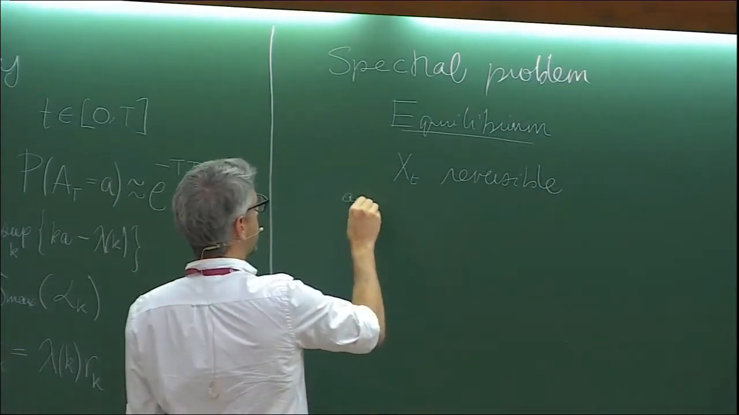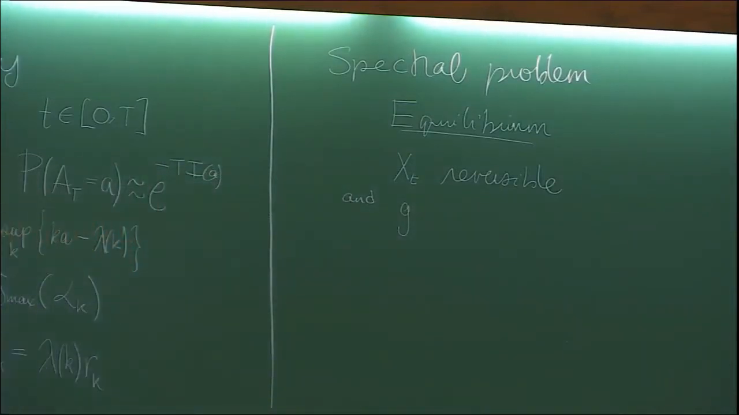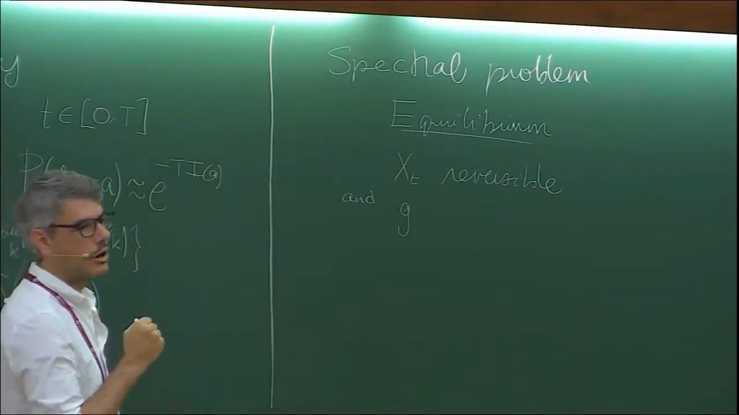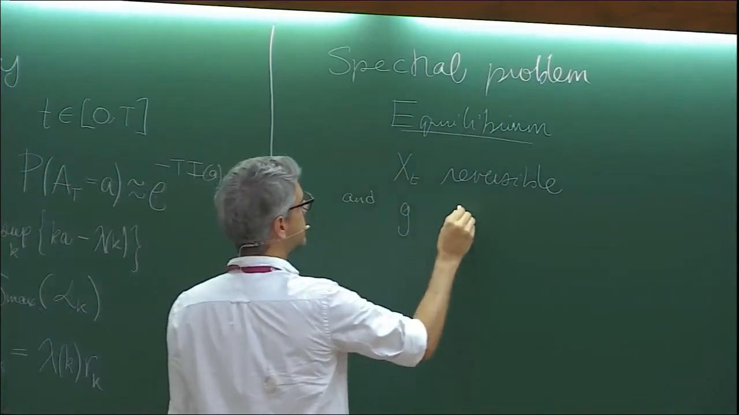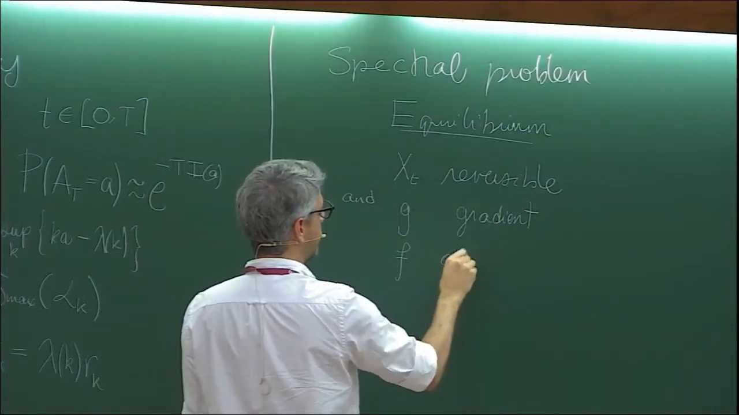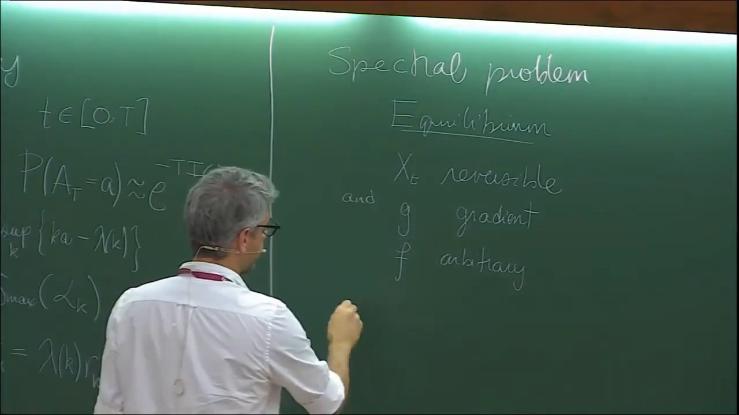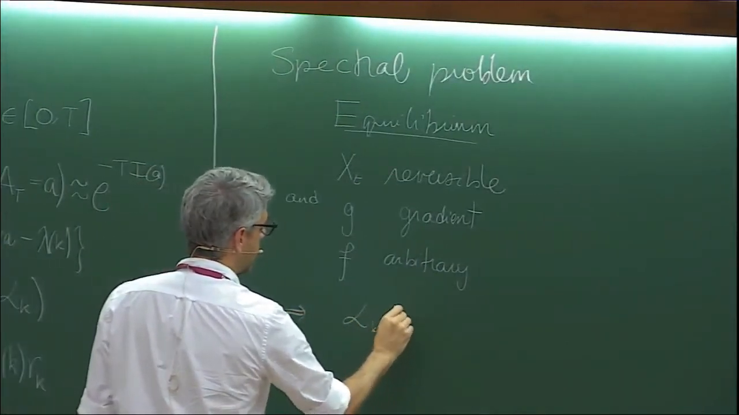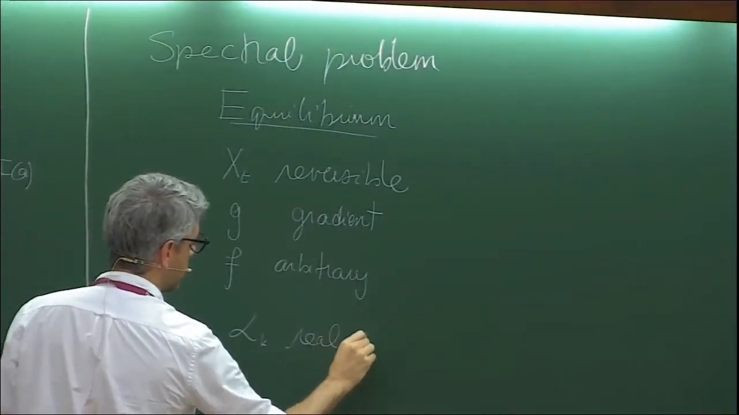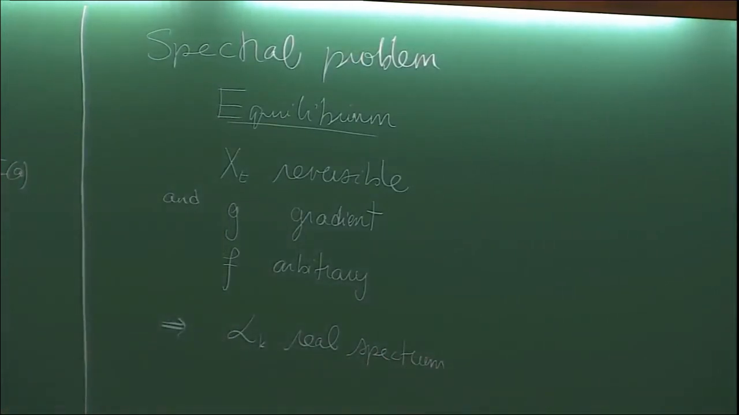And then you also have to have that the g function is special. Remember, my observable involves two functions, f and g. There's a time-integrated part involving f, and there's a current part involving g. So if g is a gradient, and f is arbitrary, so any f actually will do in this case, then what you can show is that the L_k that I had has a real spectrum. Although L itself is not Hermitian and L_k won't be Hermitian, it has a real spectrum.